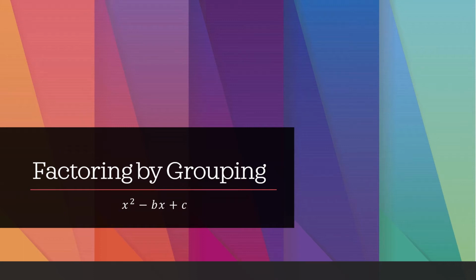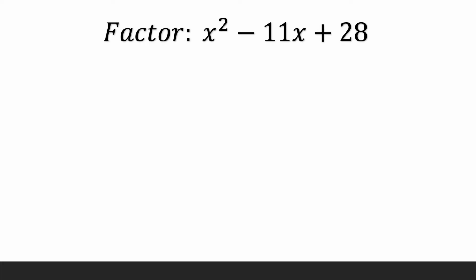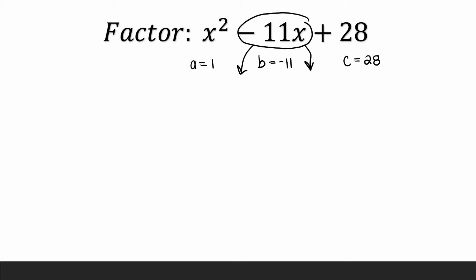Let's look at using the grouping method to factor expressions in the form x squared minus bx plus c. So we want to factor x squared minus 11x plus 28. So we have a is equal to 1, b is equal to negative 11, and c is equal to 28. And in order to use the grouping method, we'll need to split this minus 11x into two terms.